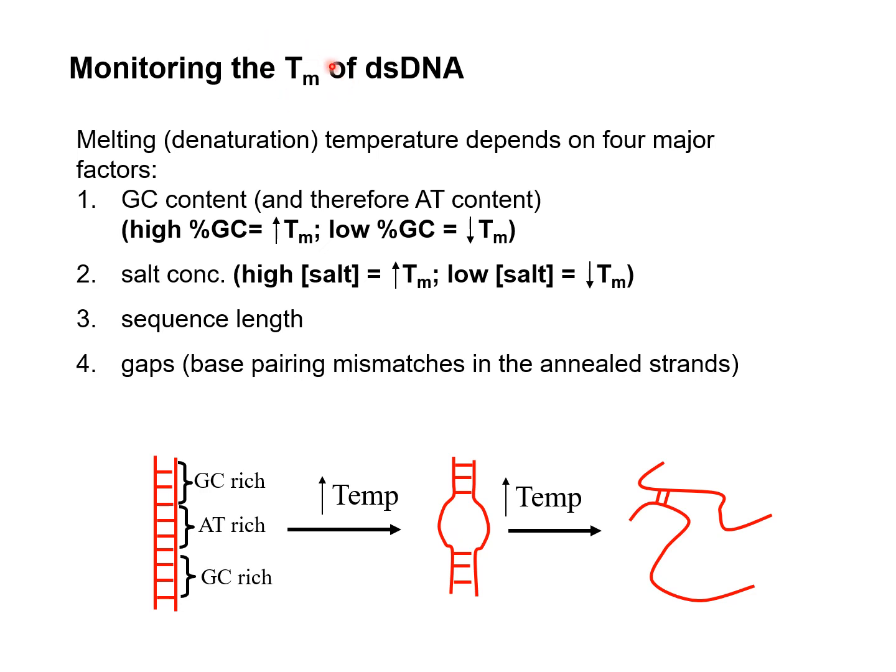And Tm is an important property of double-stranded DNA to regulate some biochemical reactions. So Tm, the melting temperature, can be controlled or modified by the GC content, or the concentration of the salt, the length of the sequence itself, as well as the gaps, if they're present, between those two strands of the DNAs.